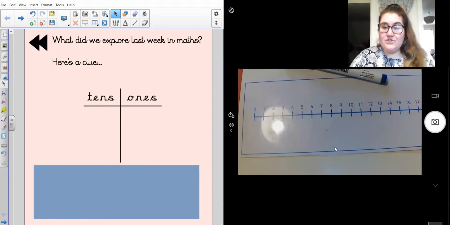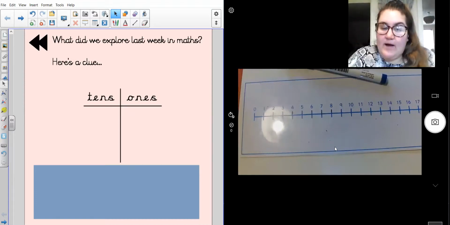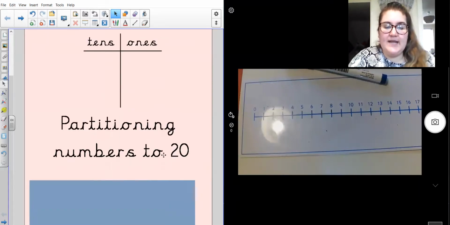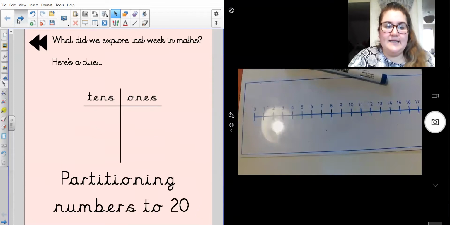So let's just rewind, okay? Rewind. We are going to rewind to last week in maths. What did we explore? See if you can use this as a clue. What were we doing last week? Well done if you said we were looking at tens and ones. We were partitioning a number into how many tens it's made up of and how many ones. Fabulous. We were partitioning numbers to 20.